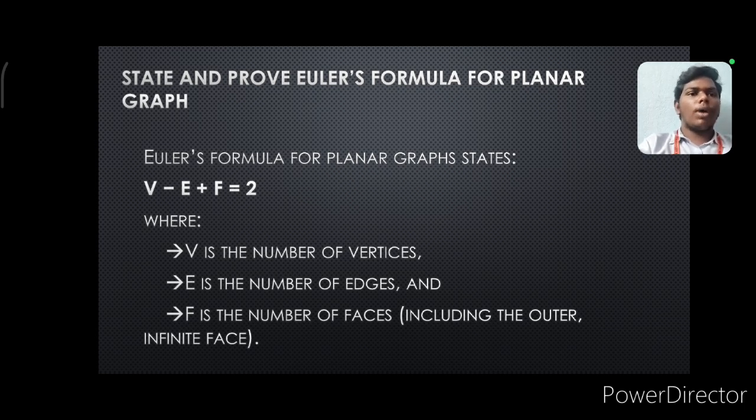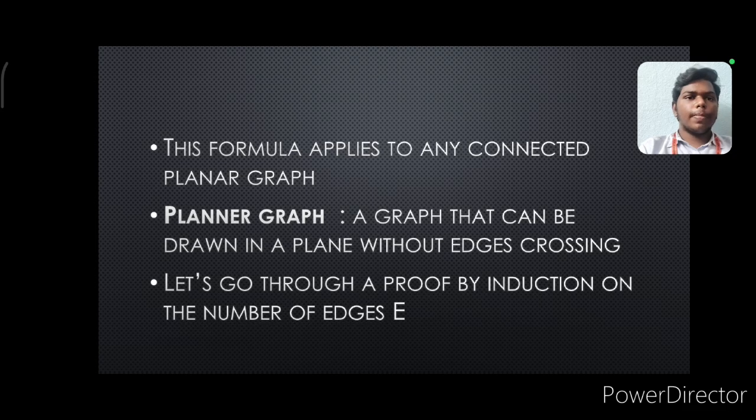State and prove Euler's formula for planar graph. Planar graph. The Euler formula for planar graph states that V minus E plus F equal to 2, where V is the number of vertices, E stands for the number of edges, and F stands for the number of faces, including the outer infinite face. The formula applies to connected planar graph. Planar graph: a graph that can be drawn in a plane without edges crossing.